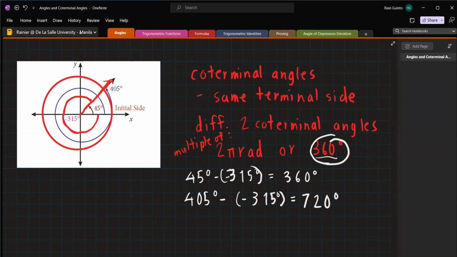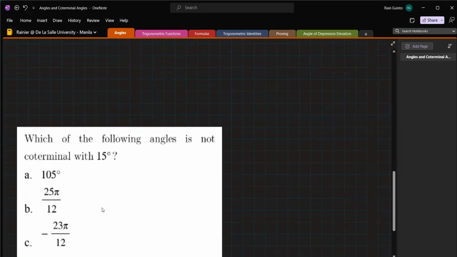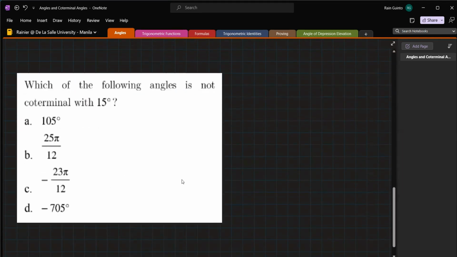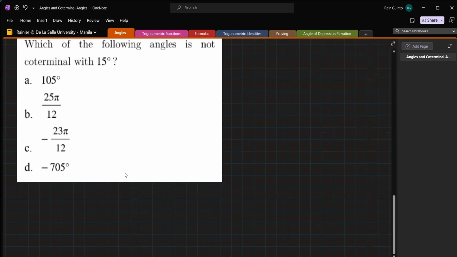If we're going to look for coterminal angles using degrees, we need to find a difference that is a multiple of 360 degrees. However, if we are in rad or radians, we need to find a difference that is a multiple of 2 pi rad. So let's take a problem here from Syntax. Which of the following angles is not coterminal with 15 degrees? Now, in solving this, notice that some of the choices are not in degrees. So let us first convert 15 degrees into radians.